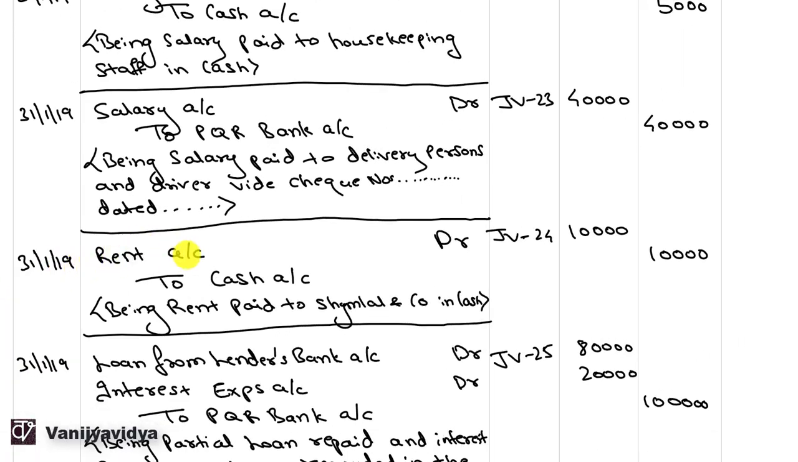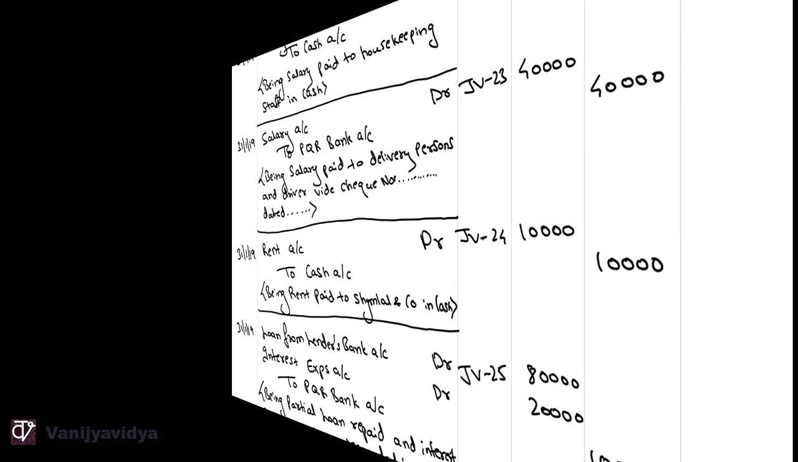31st Jan 2019 rent account debit 10,000 to cash account 10,000 JV24. So one impact will be on the debit side of rent account and one more impact will be on the credit side of cash account. Let's post this journal entry.